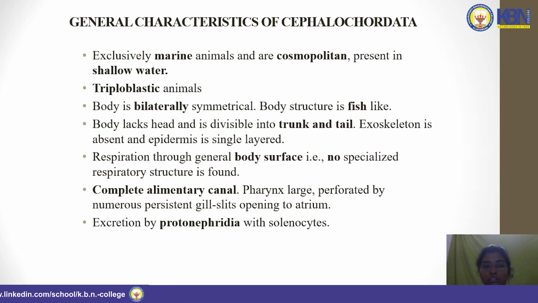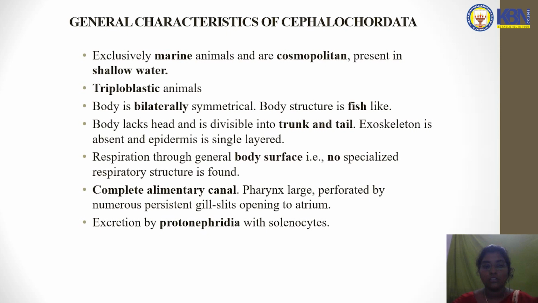General characteristics of Cephalochordata. Exclusively marine animals and are cosmopolitan, present in shallow water, triploblastic animals. Body is bilaterally symmetrical. Body structure is fish-like. Body lacks head and is divisible into trunk and tail. Exoskeleton is absent and epidermis is single layered. Respiration through general body surface, that is, no specialized respiratory structure is found.